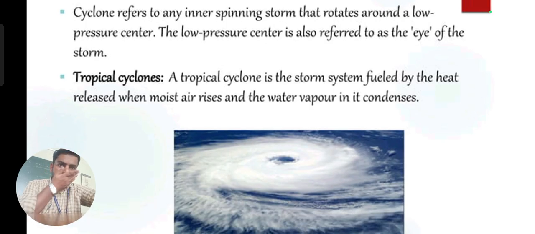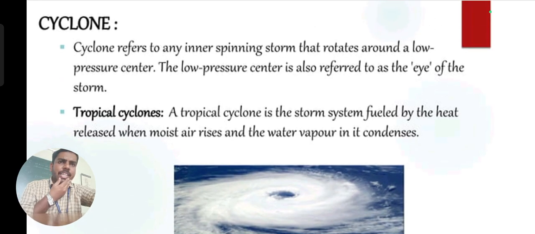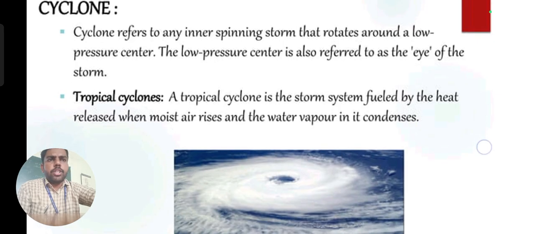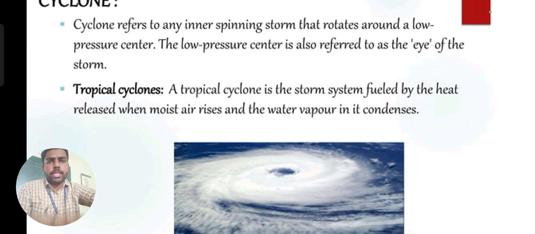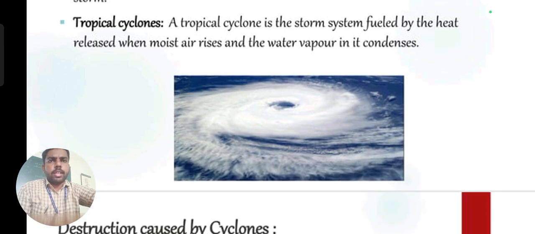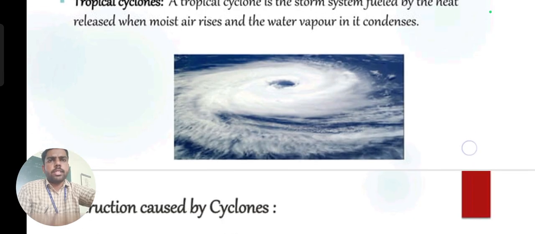And cyclone. Cyclone means a spinning storm. It rotates around a low pressure area, where the atmospheric pressure is very low. In that situation, the cyclone will be formed. Here we consider tropical cyclones and extra-tropical cyclones. A cyclone that rotates in the tropical region is called a tropical cyclone.